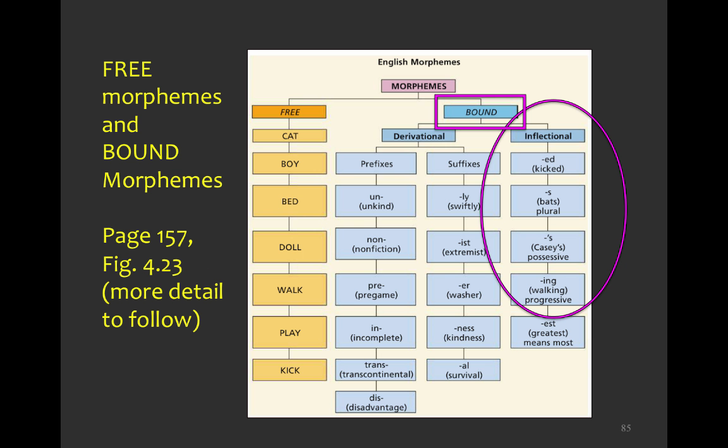So here's a figure from Chapter 4, page 157, that we'll look at again later in the class. I wanted, though, just to introduce this to you now. And it describes the different types of morphemes. And you'll see that there are free morphemes, such as cat and boy and bed. And there are bound morphemes that act as suffixes and prefixes. Take a closer look at the morphemes that are circled under bound inflectional, such as the past tense ed and the plural s. These are very important.